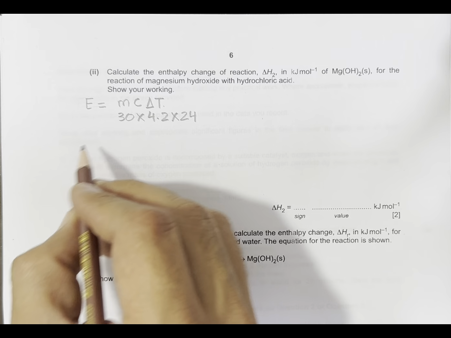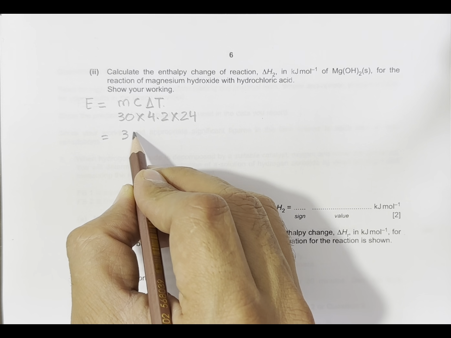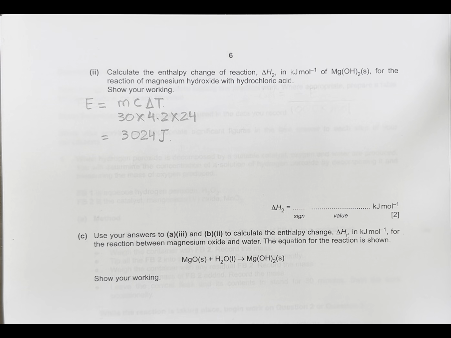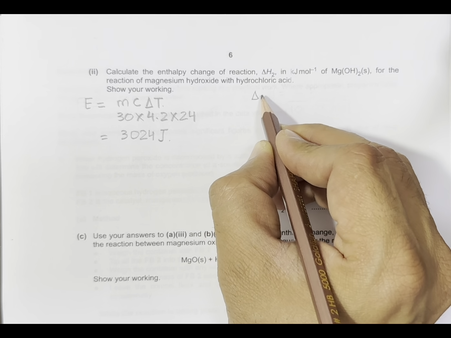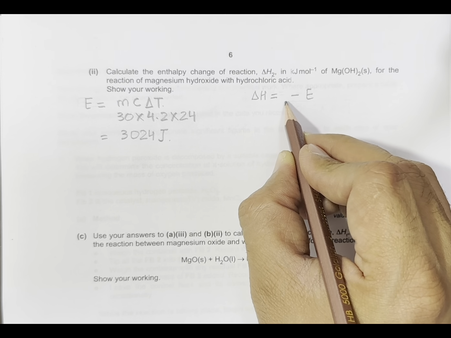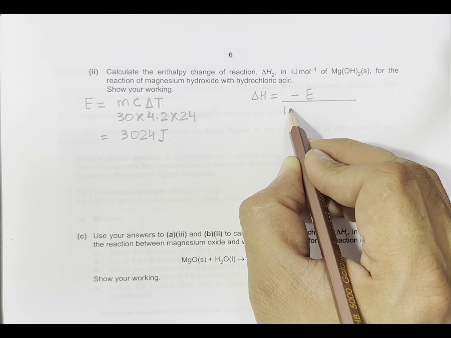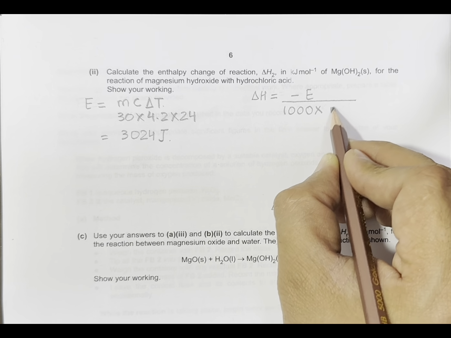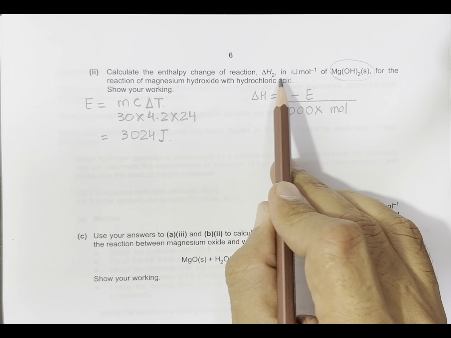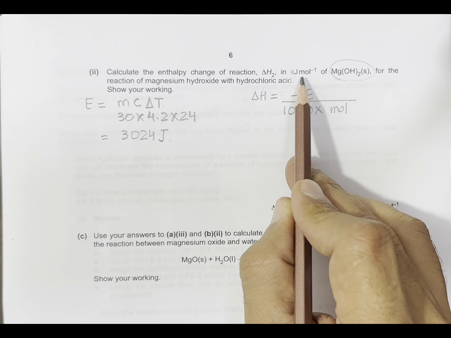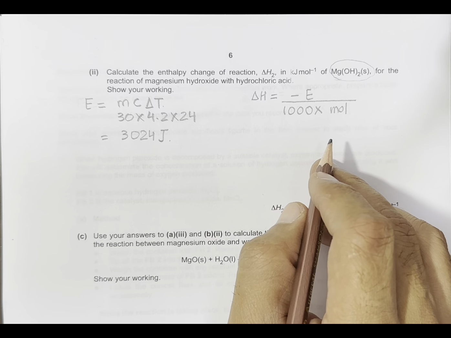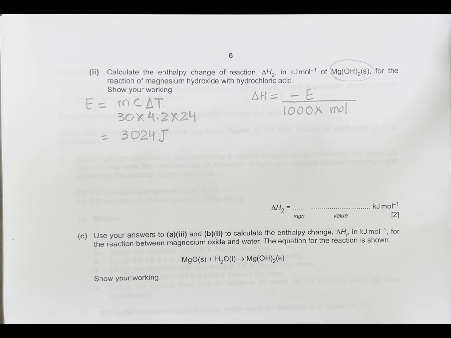So if we multiply all these values, the energy will be 3024 joules. The formula of enthalpy change is delta H equals minus E, because the temperature was rising, exothermic reaction, divided by 1000 into the number of moles of magnesium hydroxide in this case. Why? Because they have asked you for the enthalpy change per mole of magnesium hydroxide. Therefore, we need to calculate the moles of magnesium hydroxide used in this reaction first.